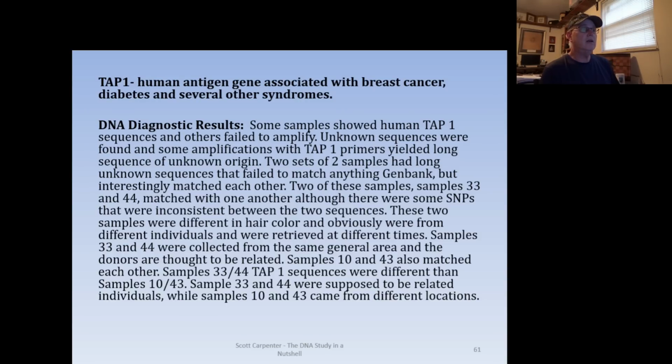Samples 10 and 43 also matched each other. Samples 33 and 44 TAP1 sequences were different than samples 10 and 43. Samples 33 and 44 were supposed to be related individuals, where samples 10 and 43 came out from different locations. So basically we got two sets. We got four samples, and two samples matched were related. It showed that we had individuals who are actually related to each other. The other two just matched, but from different locations. In other words, the same species.